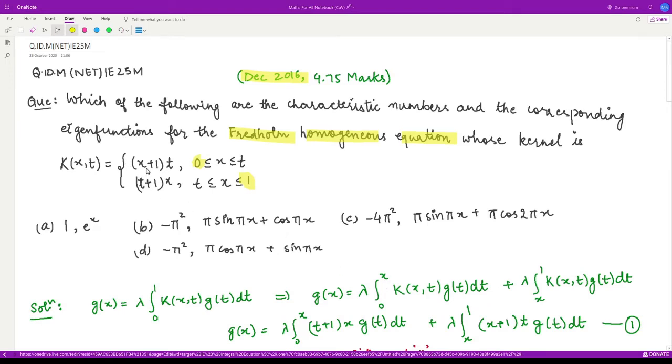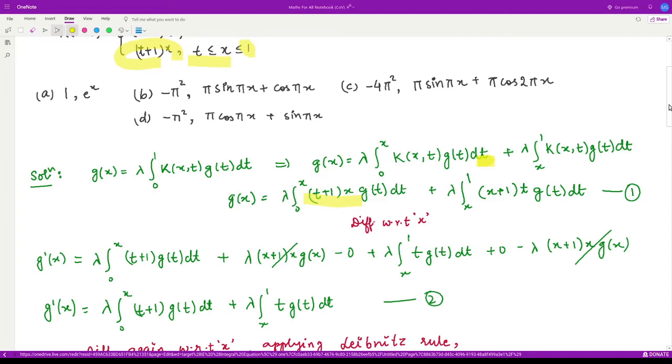Because our kernel is given to be a step function, or piecewise function, right? So in the interval 0 to x, we have the variable t, so t is less than or equal to x. When t is less than or equal to x, that means we are talking about this function, so we'll substitute this value over here. Similarly, in the other case where t is greater than x, we'll put x plus 1 into t over here. So our g of x becomes this, right?